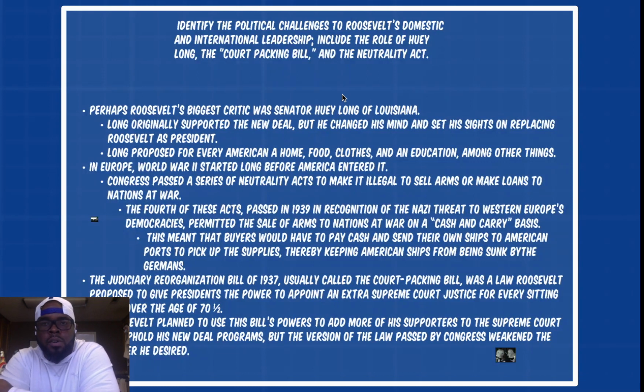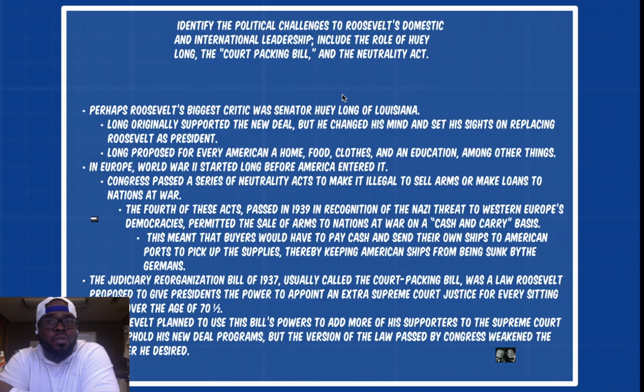In Europe, when World War II started, America was not ready to get in. America did not want to be in another war. In fact, Congress passed a series of neutrality acts which made it illegal to sell any arms or any loans to the nations at war. Remember, this is something that the United States did very much prominently during World War I. So the fourth of these acts was passed in 1939 in recognition of Nazis becoming a threat to Western Europe. In this case here, we did what was called a cash and carry, which means that the buyers had to pay cash and then send their own ships over to American shores to pick up goods and ammunition and take it back home. So therefore, we're no longer neutral, but we're neutral in the sense where we're not sending anybody over.